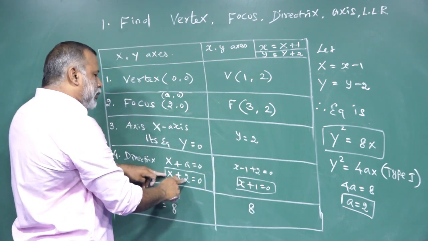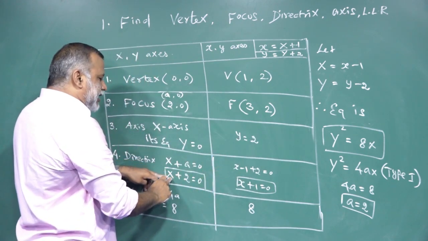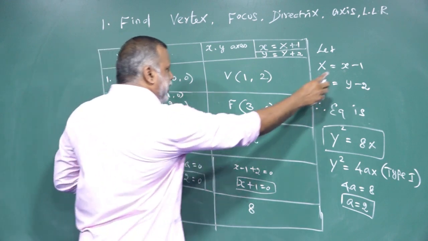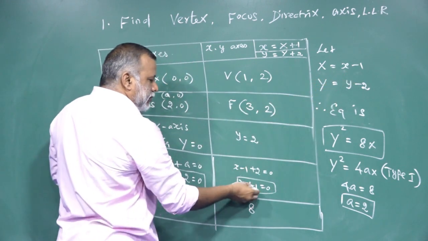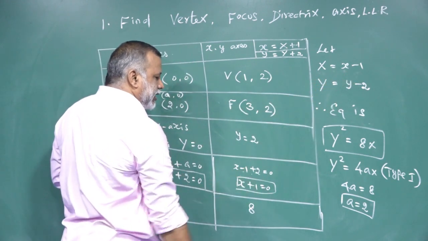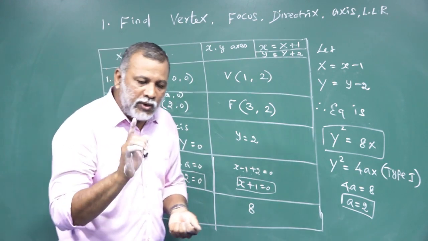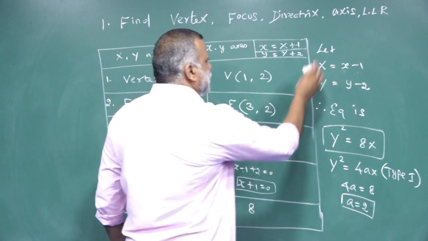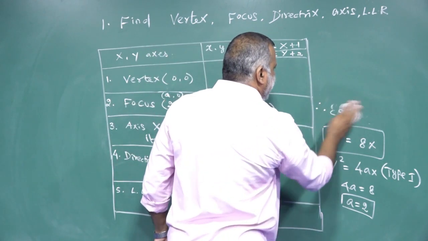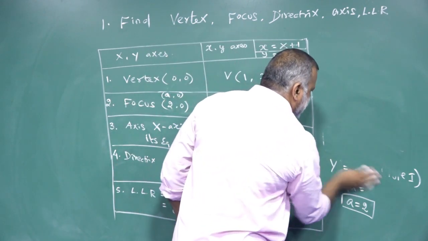Then capital X plus 2 equals 0. That means capital X is replaced by x minus 1, then plus 2. Simplifying, we can get the result. The length of the latus rectum never changes. Now we have to draw the diagram. We have to draw the diagram for this result.